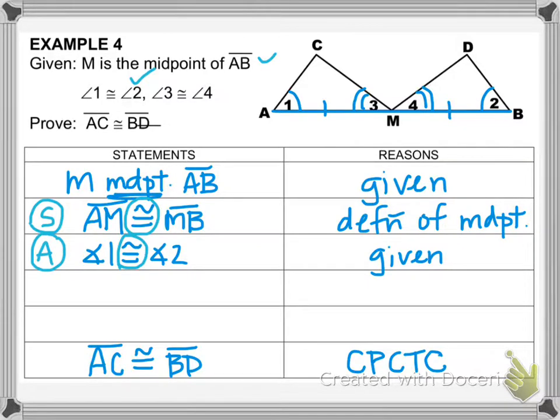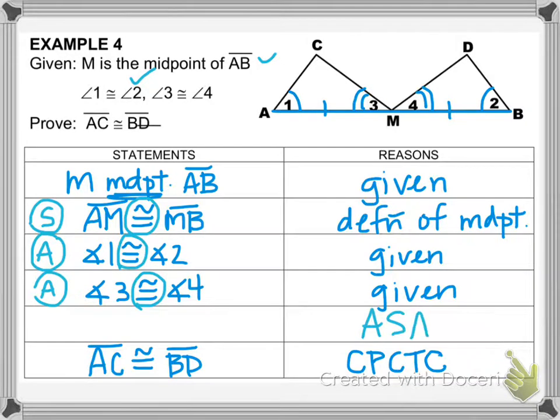Now we're ready to go to the last given. Angle 3 is congruent to angle 4. And of course that's a given. This is also a congruent statement, lucky us, and it's our last A. So now we have ASA. We just need to write our triangle congruent statement.